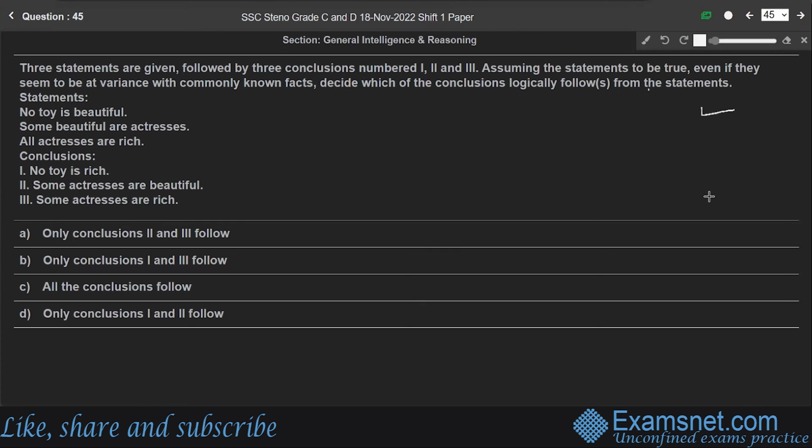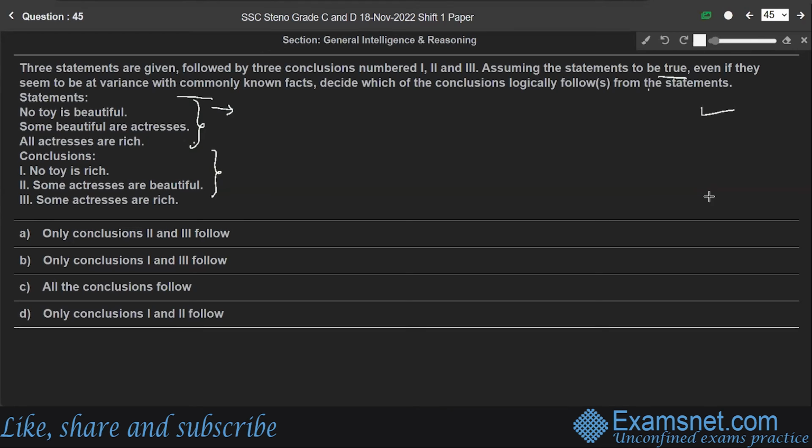Question 45. 3 statements are given followed by 3 conclusions numbered 1, 2 and 3. Assuming the statements to be true, even if they seem to be at variance with commonly known facts, decide which of the conclusions logically follow from the statements. Let us represent the given statements in the form of Venn diagram. Later, we can decide whether the given conclusions are followed by the given statements or not, right? So we'll represent the statements.